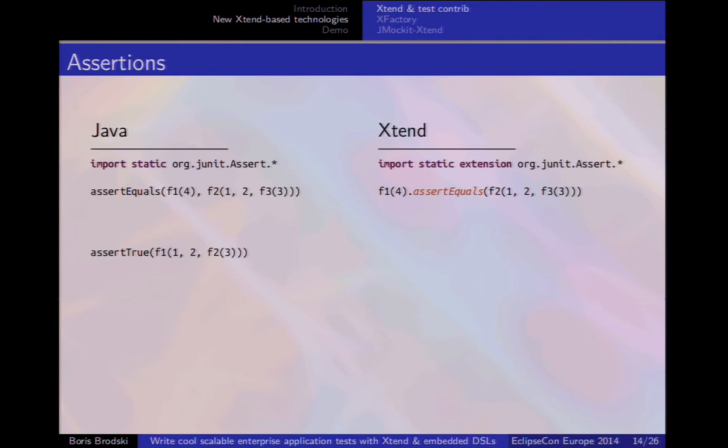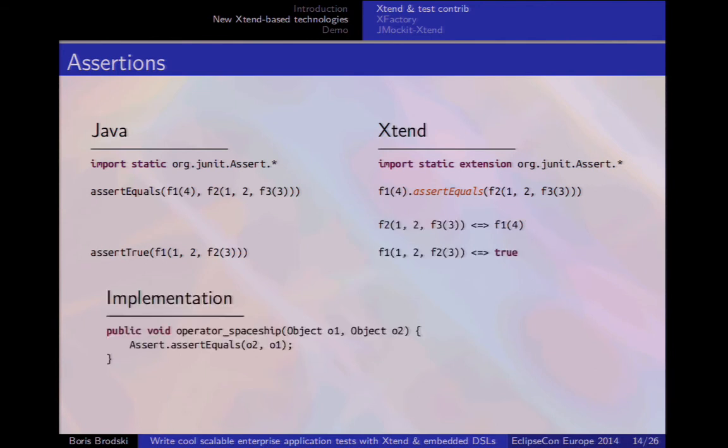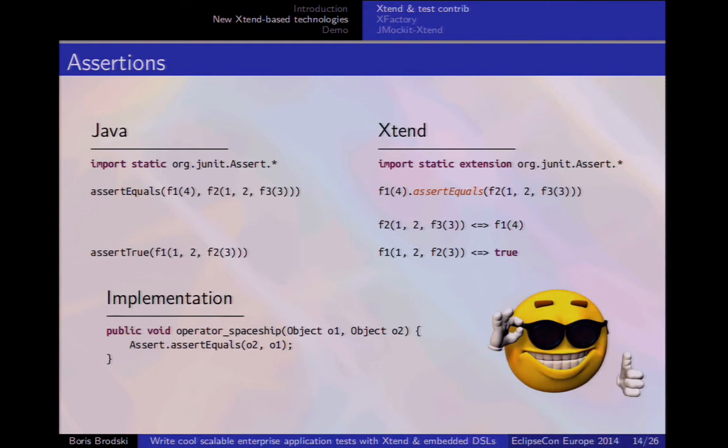But we can improve it even further by defining an operator called spaceship, for example. And I prefer to have the expected value on the right, not on the left. So I swap these two arguments in the implementation, and I can write my expected values on the right. And I think it's just totally cool.